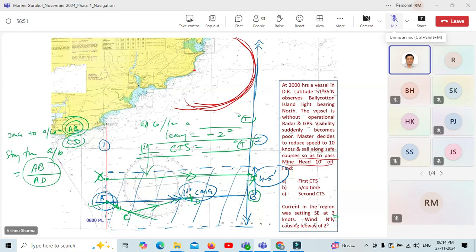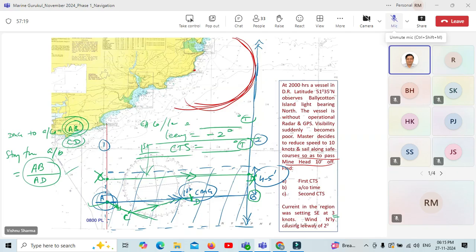If I was at A, I'll reach B and alter the course. If I was at X, I'll reach Y and alter the course. But the time will not change. It will remain the same. Have you understood, guys? Clear? Clear, sir. Then the second CMG will always be along the transferred PL.